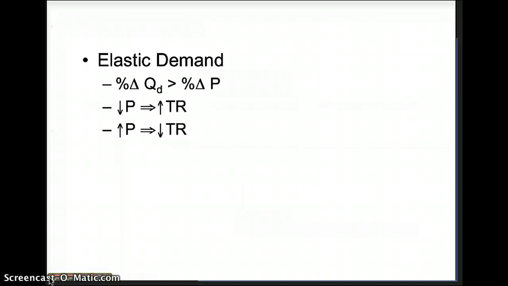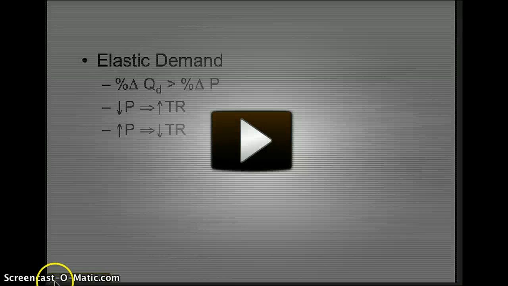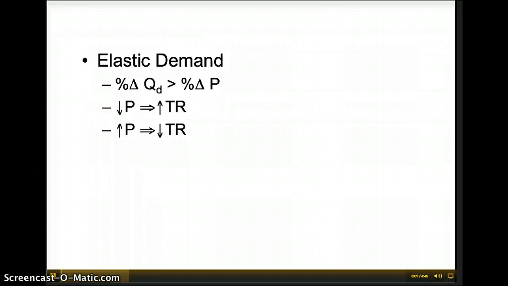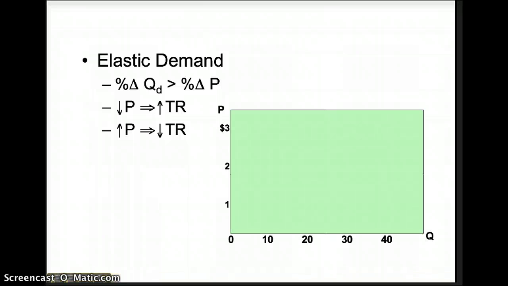Let's look at elastic demand graphically. Remember, price is always on the vertical axis and quantity is always on the horizontal axis. All demand curves are downward sloping. At point A, price is $2 and quantity demanded is 10. Total revenue is the shaded area, which would be equal to $20.